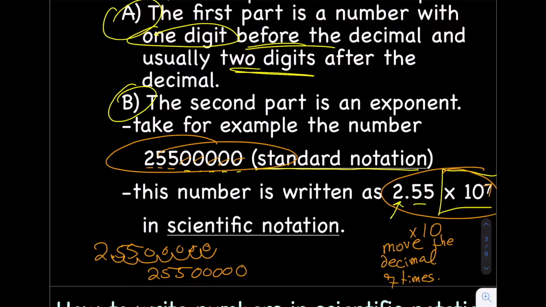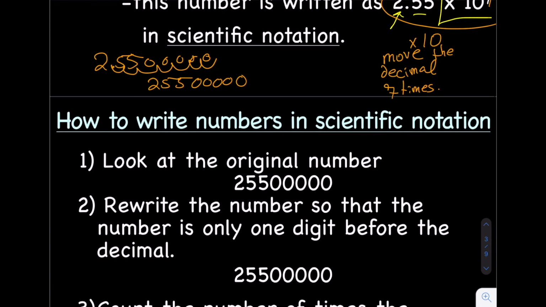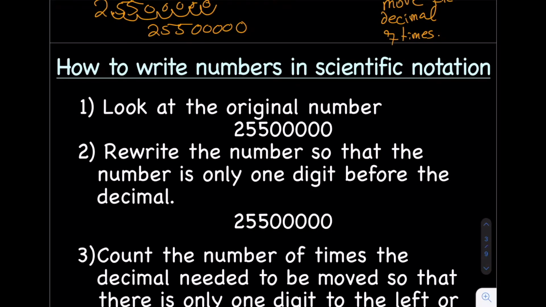Let's go step by step and solve a problem: how to write numbers in scientific notation. The first thing you do is look at the original number. We have the same original number I was just talking about. Rewrite the number so that there is only one digit before the decimal. And by the way, when I say one digit before the decimal, I mean one non-zero digit. So here's our number rewritten, and if we want only one non-zero digit before the decimal, we're going to place the decimal right there.